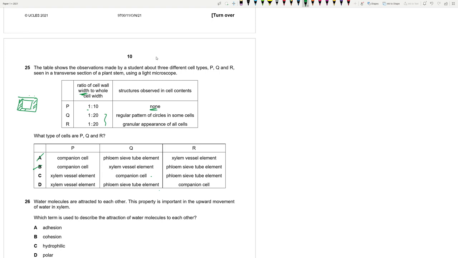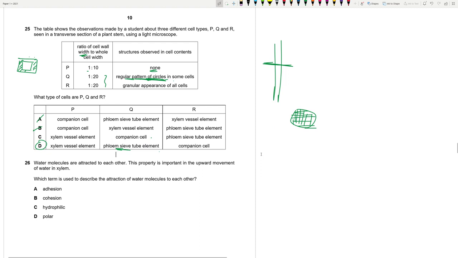Since this is a transverse section, basically this was the vessel. We cut it like this. Now we're viewing it from above, right? So we're seeing a regular pattern of circles. What does that mean? Remember in the phloem sieve tube, the structure is like this. We have a sieve, right? That's why we see a pattern of circles there. So for that reason, 25 should be D, because we can correlate this structure with the phloem sieve tube.